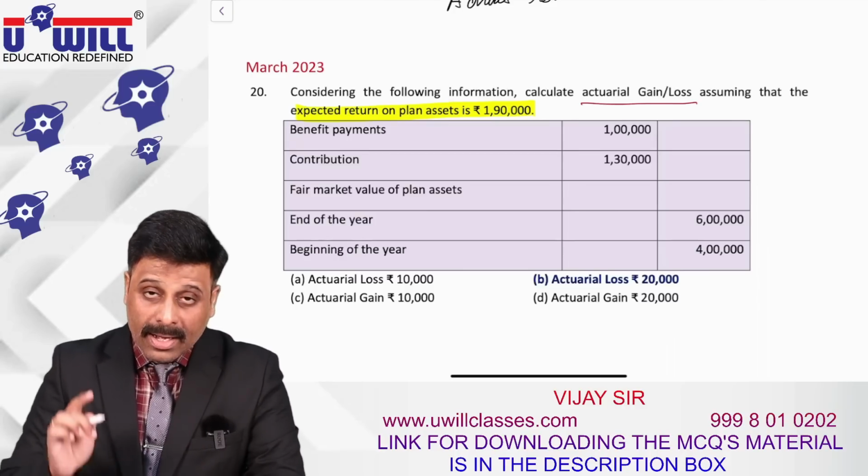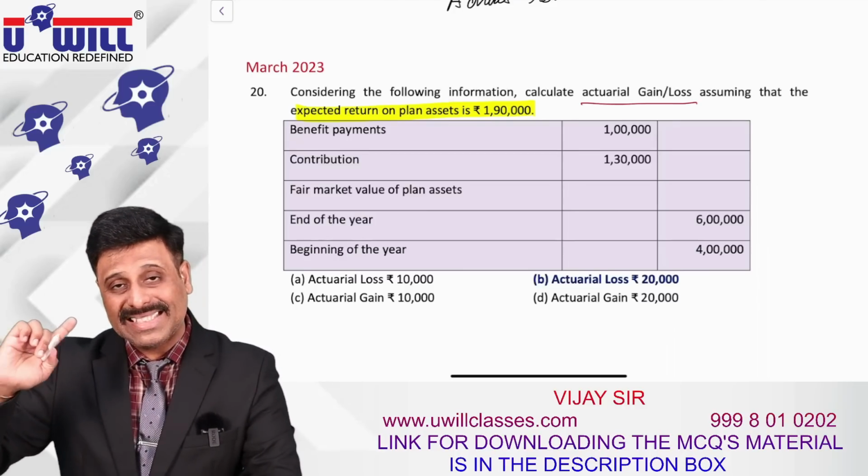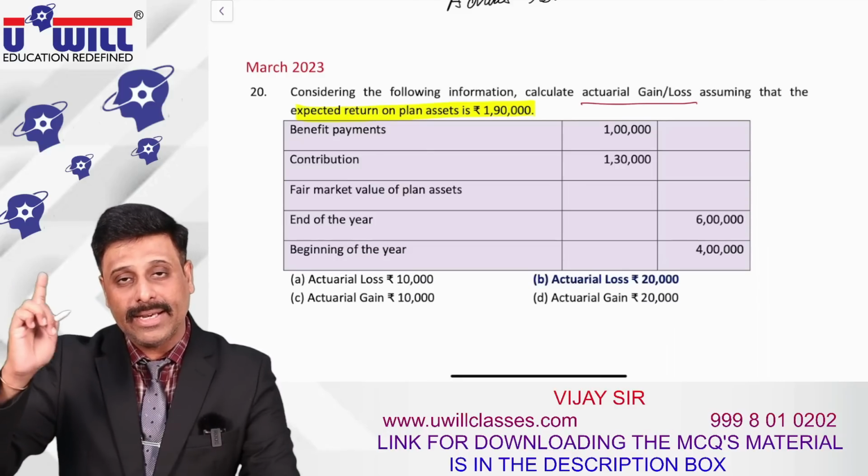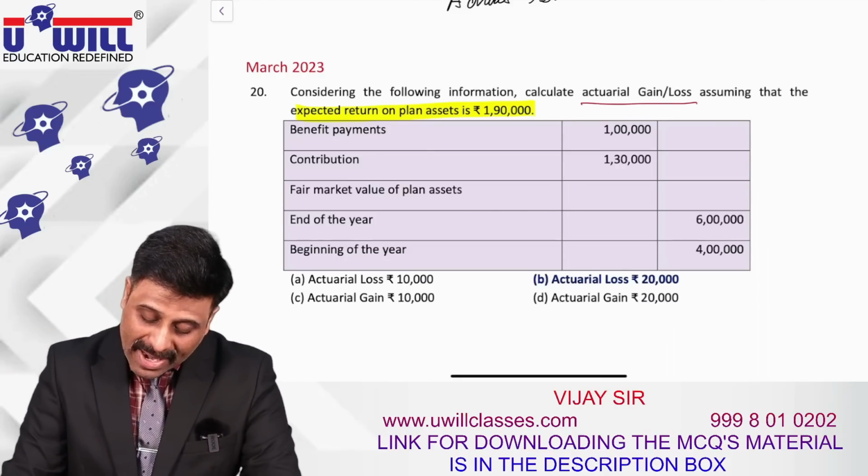Okay. We have to look at the actual return. If actual return is more, then it is gain. If actual return is less, then it is our actuarial loss. Now benefits payment, what will we do? We just discussed. We will minus it.